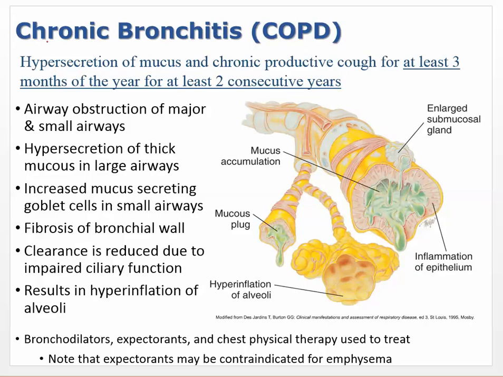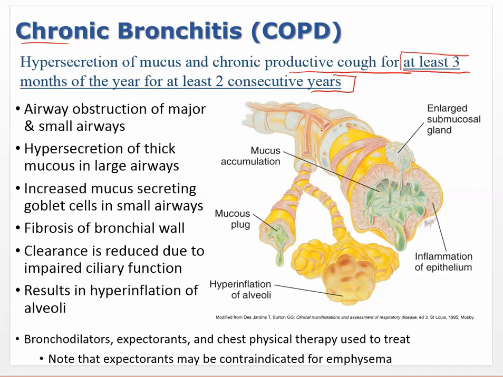Okay, so the other part of COPD, chronic bronchitis. So what is chronic bronchitis in general? Hypersecretion of mucus and chronic productive cough for at least 3 months of the year for at least 2 consecutive years. So that's the definition I got. You might see a different definition somewhere else, but that's what this book said. So we can go with that.